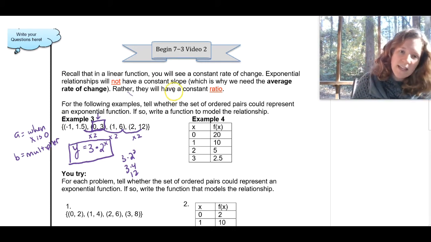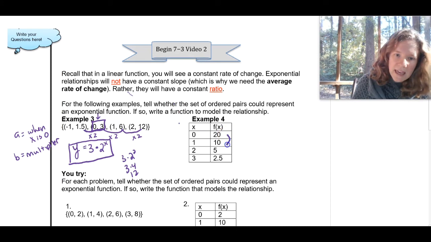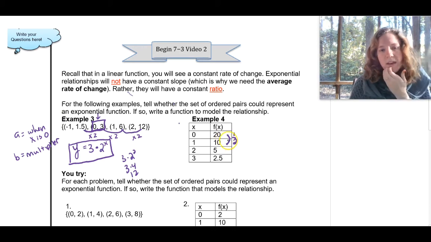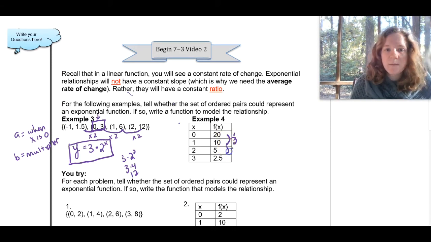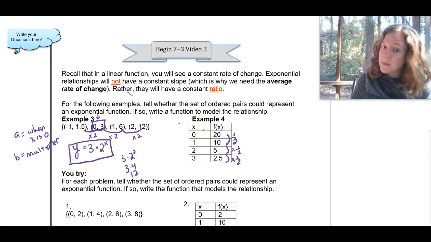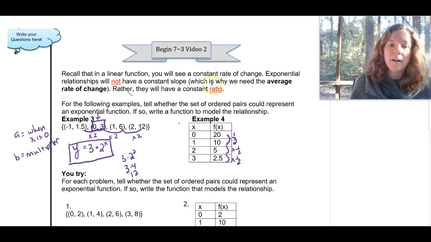So let's see if this one's exponential. When I look at 20 to 10, it looks like I am dividing by 2 or multiplying by 1/2. 10 times 1/2 is also 5. 5 times 1/2 is also 2.5. So this is exponential because I have a common multiplier.